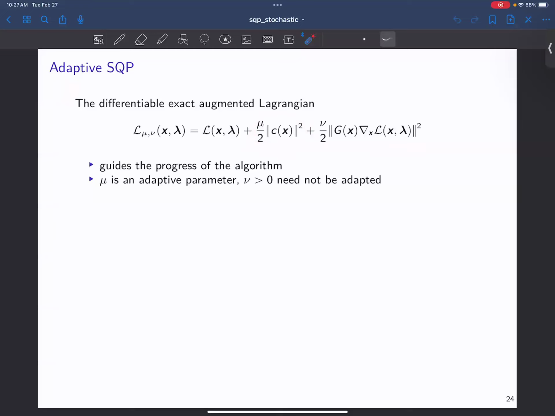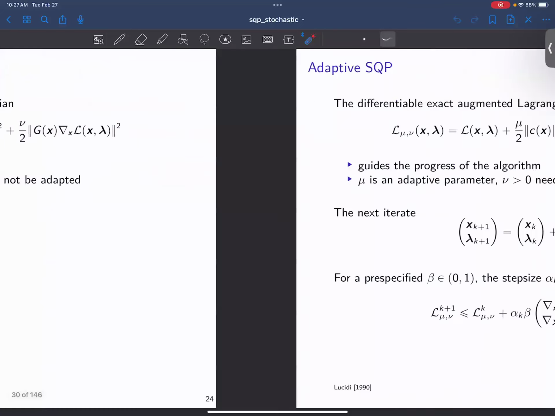In this case, I will not discuss this in detail, but nu is sort of a free parameter. We don't need to adaptively choose it. We can set it, say, as 1. But parameter mu is something that, in addition to length of the step size, needs to be chosen in each iteration of the algorithm. So we will design an algorithm that optimizes for mu, that finds a mu, as well as decides how much to move in the direction of delta x.